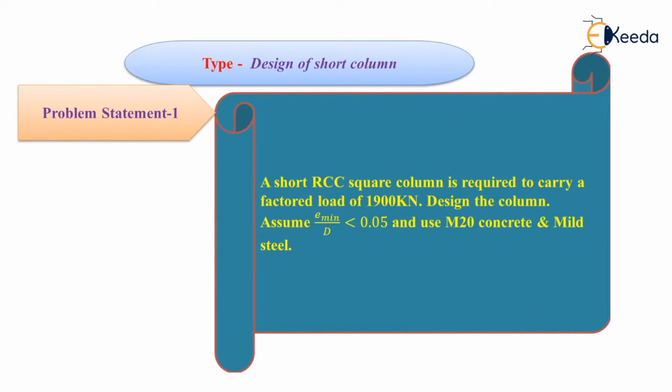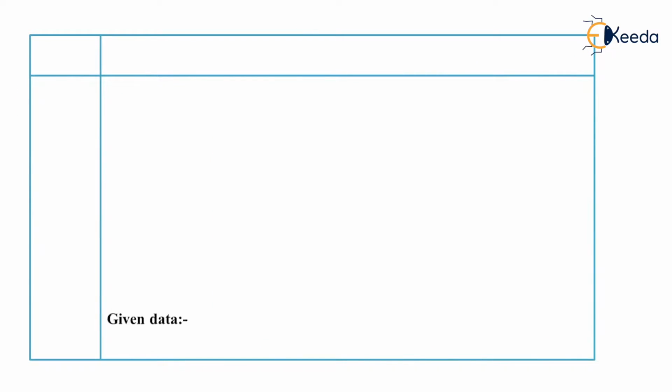In the problem statement, a short column is given which is square in shape, and the e minimum by D ratio is less than 0.05, and M20 grade of concrete is given and mild steel is given, therefore Fe250 grade of steel. So here is the given data.